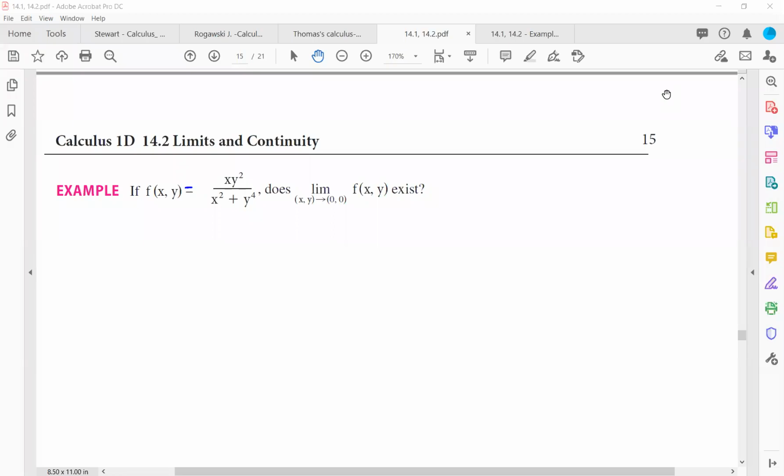Now let us take a look at another example. Suppose your function is xy squared divided by x squared plus y to the fourth, and you want to know if the limit exists at the origin or not. Please pause the video, think about this question, then we go over the solution together.